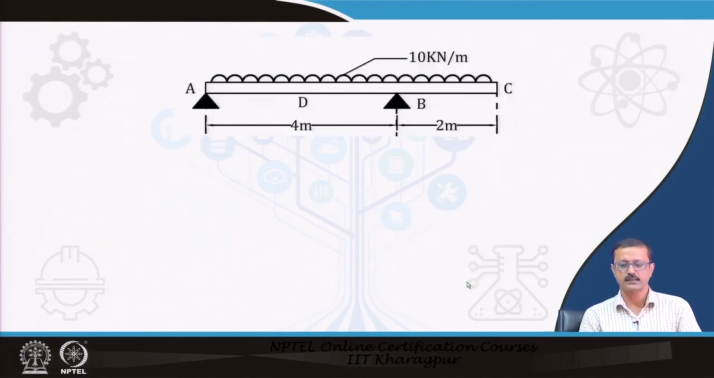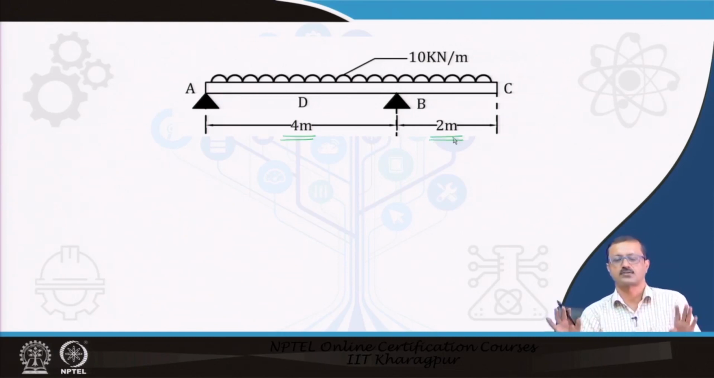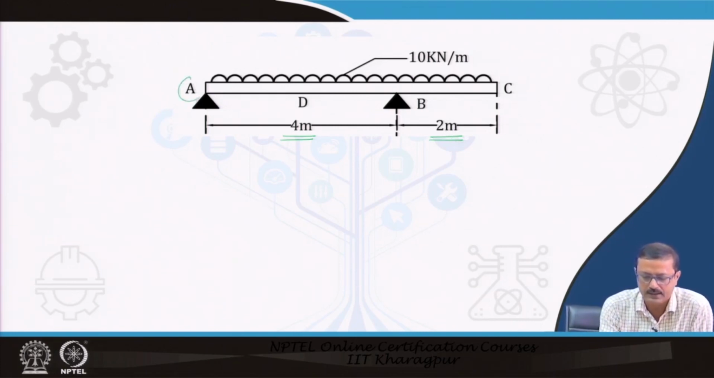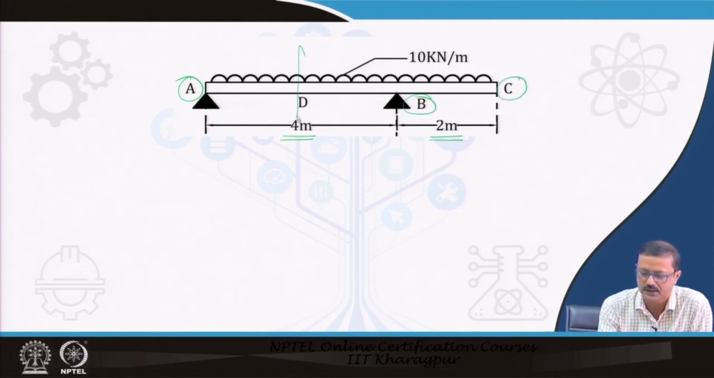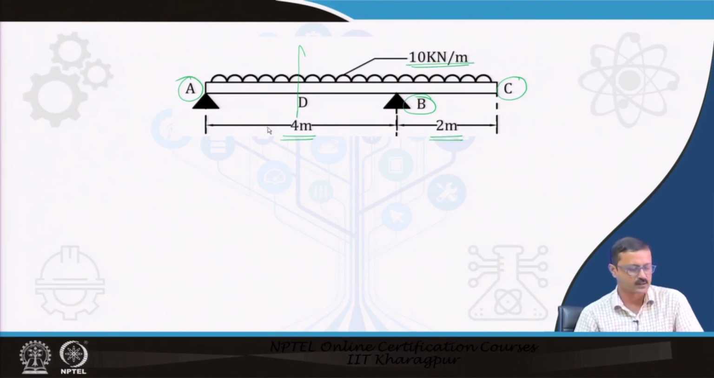Let us take the one-sided overhang beam. The simply supported span is 4 meter and the cantilever span is 2 meter, a monolithic kind of beam. A is the simply supported end, C is the free end, B is the other simply supported internal point, and D is the mid-point between A and B. The beam experiences a load of 10 kilonewton per meter, with 4 and 5 meter lengths as shown.